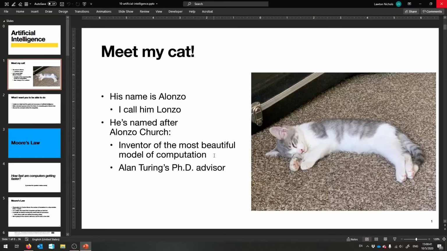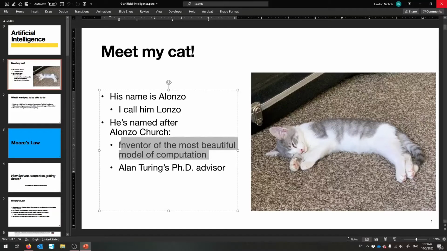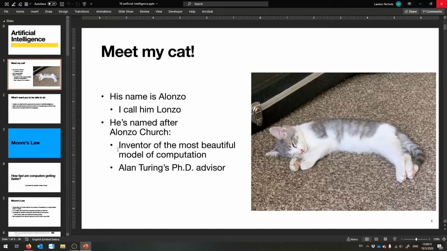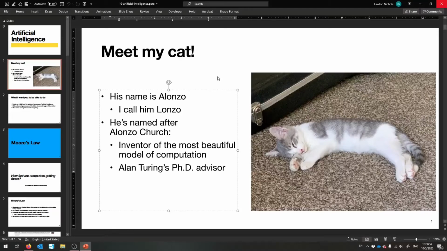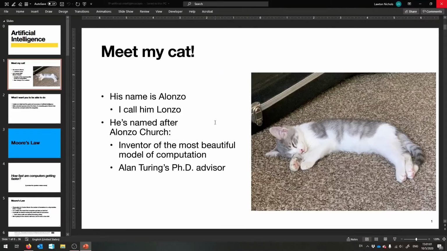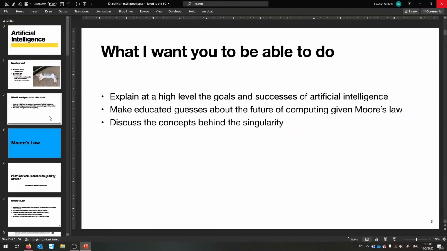He is the inventor of the most beautiful model of computation, even though I didn't talk about it at the start of this class. He's a little less known, but in my little subfield that I specialized in grad school, he is like a god. And he was also Alan Turing's PhD advisor, believe it or not. So he's at least famous by association. Okay, so with that, let us move on now to artificial intelligence.